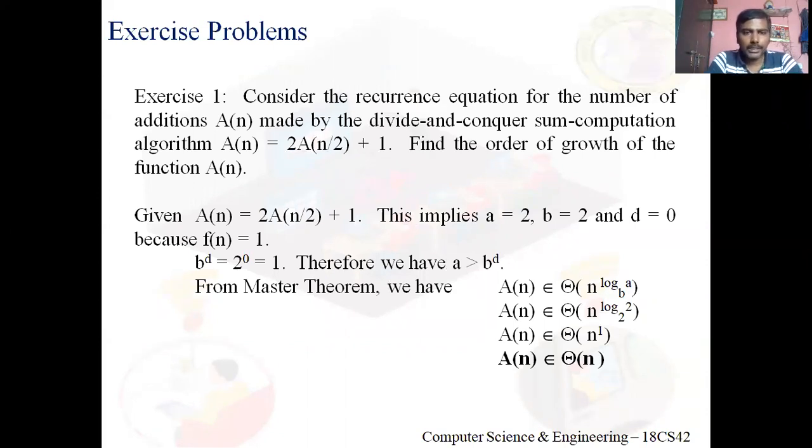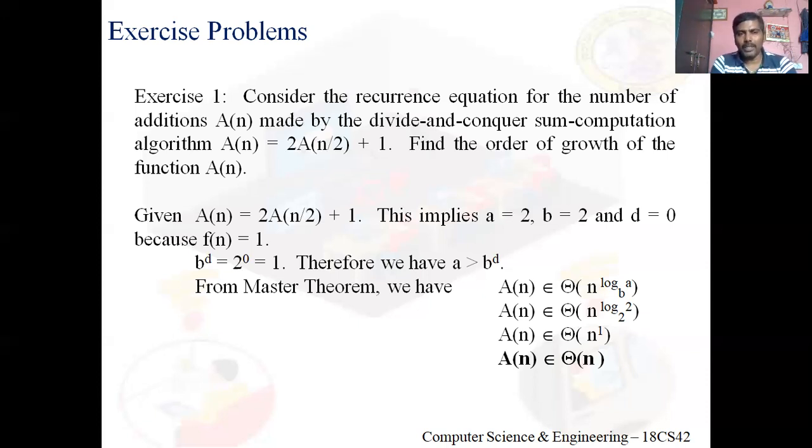So exercise 1. Consider the recurrence equation for the number of additions A of n made by the divide and conquer sum computation algorithm. The main thing, I just need to look at what that recurrence is. So what is the recurrence? A of n equals 2A of n by 2 plus 1. And what I am asked is to find the order of growth of the function A of n.